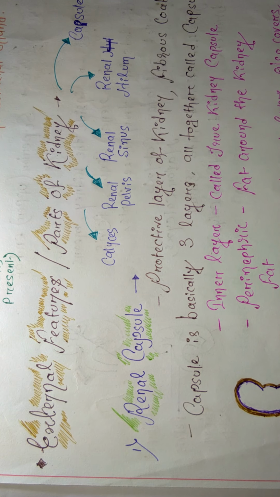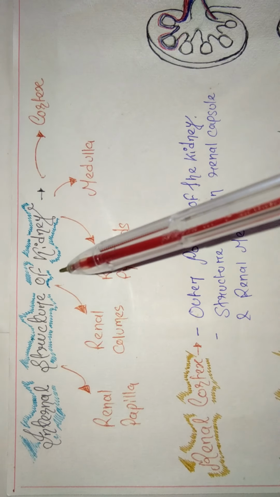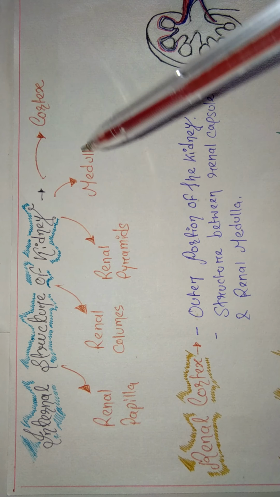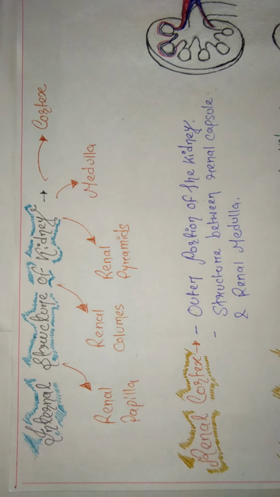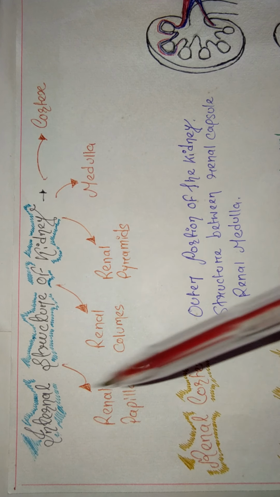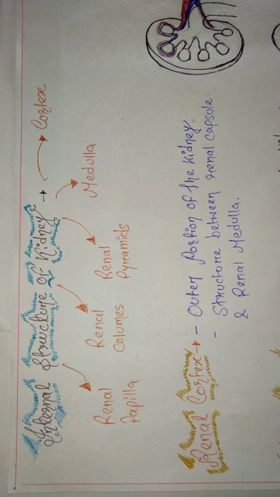Okay, so let's start. The internal structure of the kidney. Let's see the internal structures: cortex, medulla, renal pyramid, renal columns and renal papilla, and we have interlobar arteries and veins also.